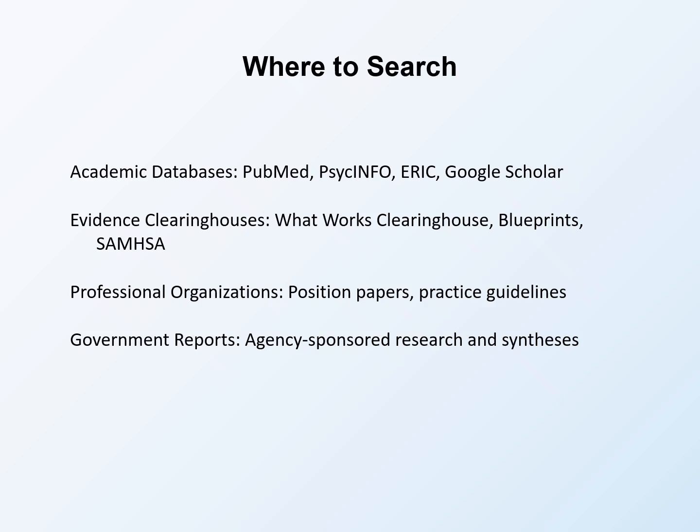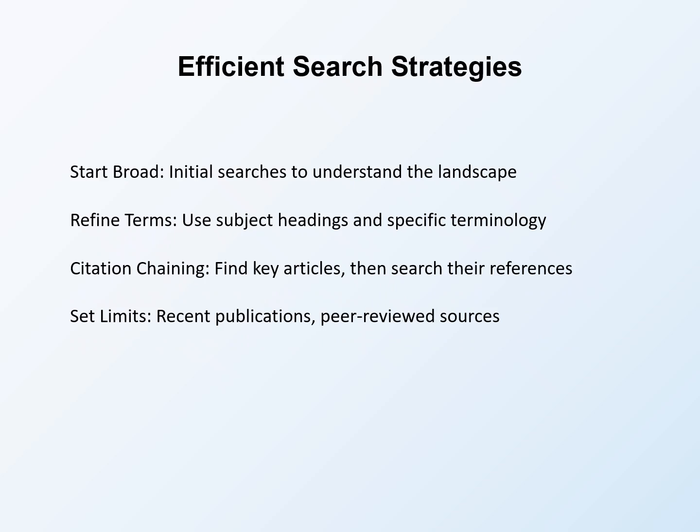Professional organizations often publish position papers, practice guidelines, and technical reports that synthesize research for practitioners. These can be excellent sources that translate academic research into actionable recommendations. Government agency reports synthesize research on policy-relevant topics. Agency websites often include research briefs, systematic reviews, and program evaluations. The CDC, NIH, and other federal agencies publish research summaries relevant to many nonprofit issue areas. Efficient search strategies save you hours of frustration and help you find the most relevant sources quickly.